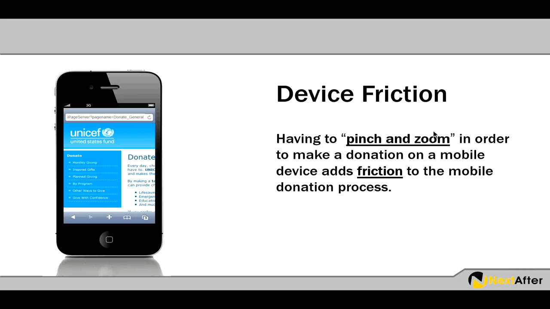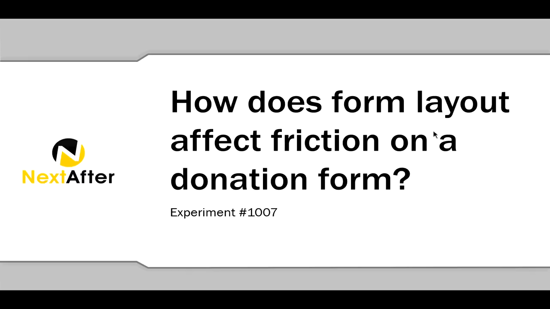Something that's becoming more and more of an issue is this idea of device friction. Optimizing for the small screen. When donors have to pinch and zoom in order to do all these finger moves to interact with their giving form, that creates friction in the donation process. So let's look at a couple of different experiments of how we can eradicate friction, or at least reduce it in the process. This comes from our research library, experiment 1007.